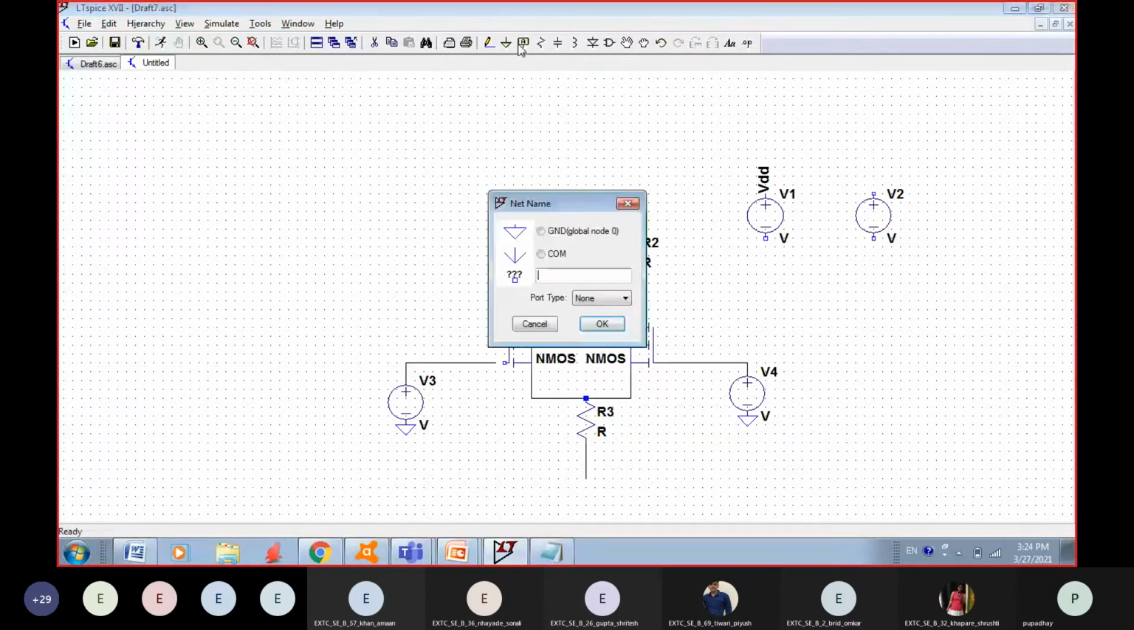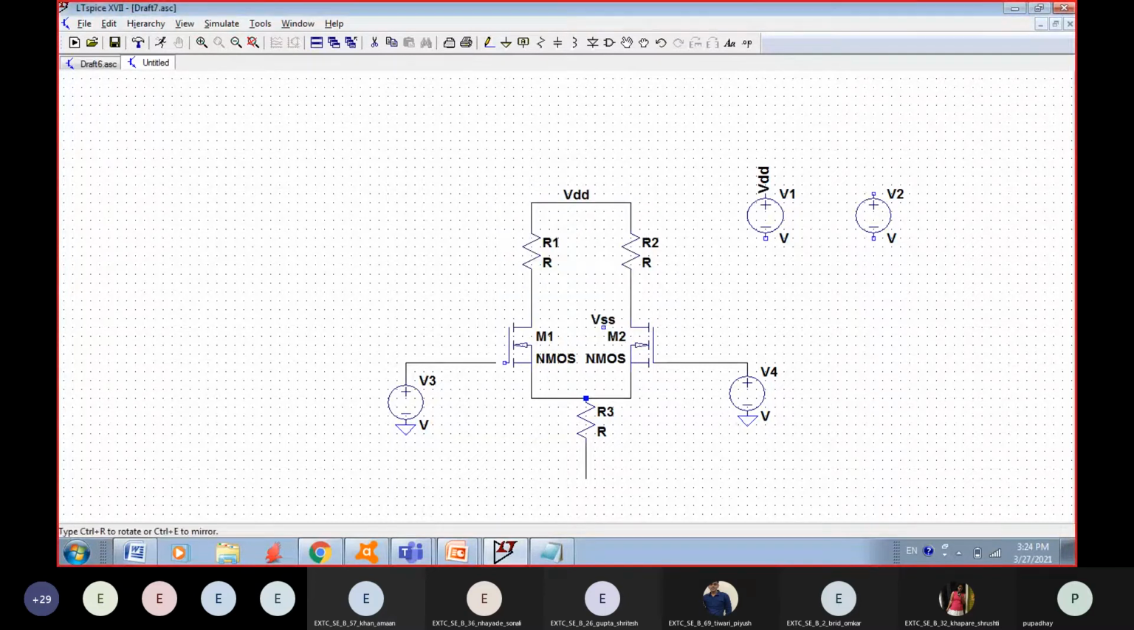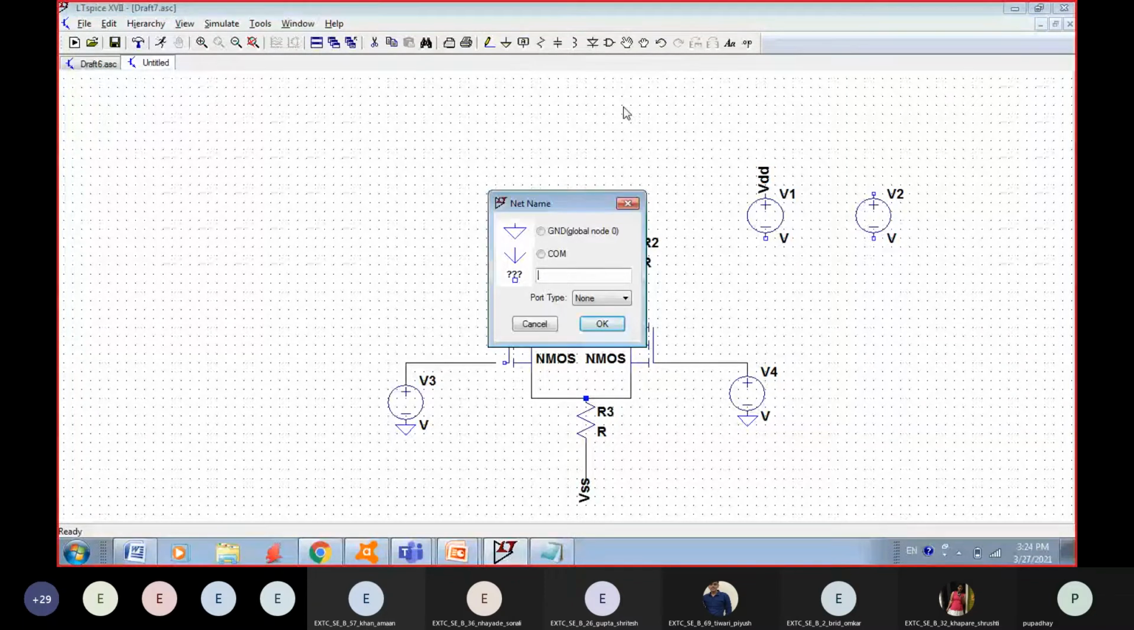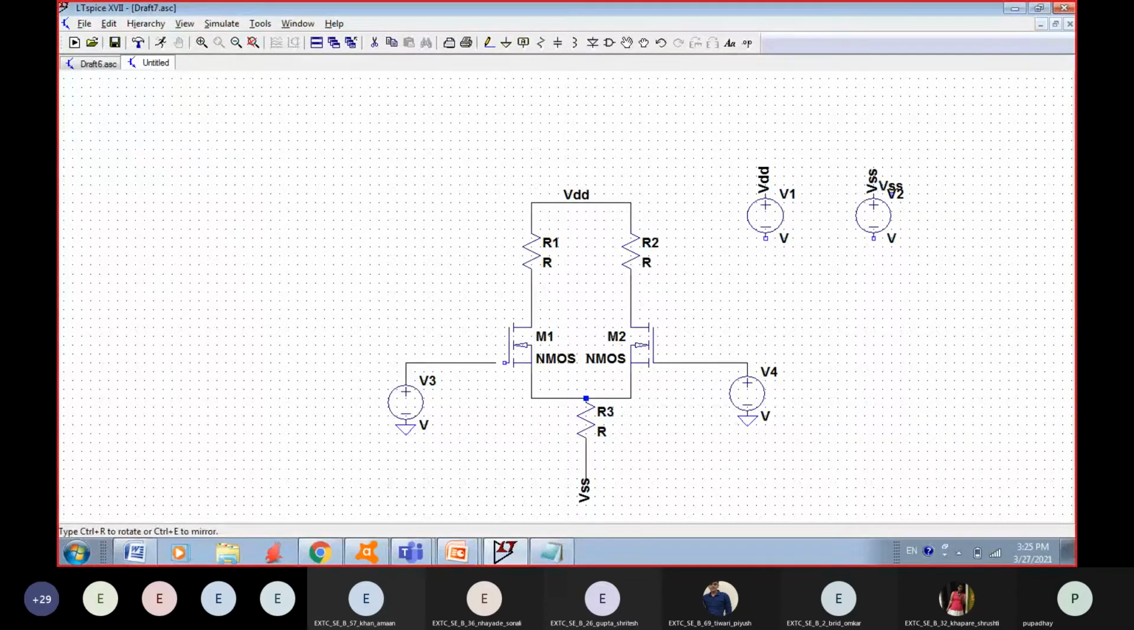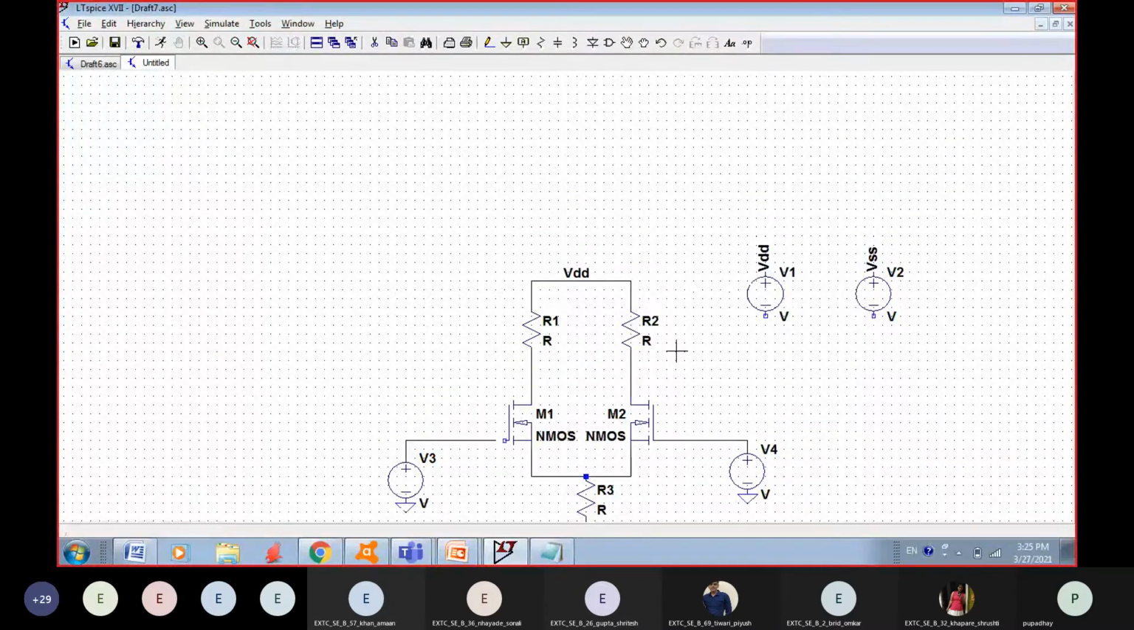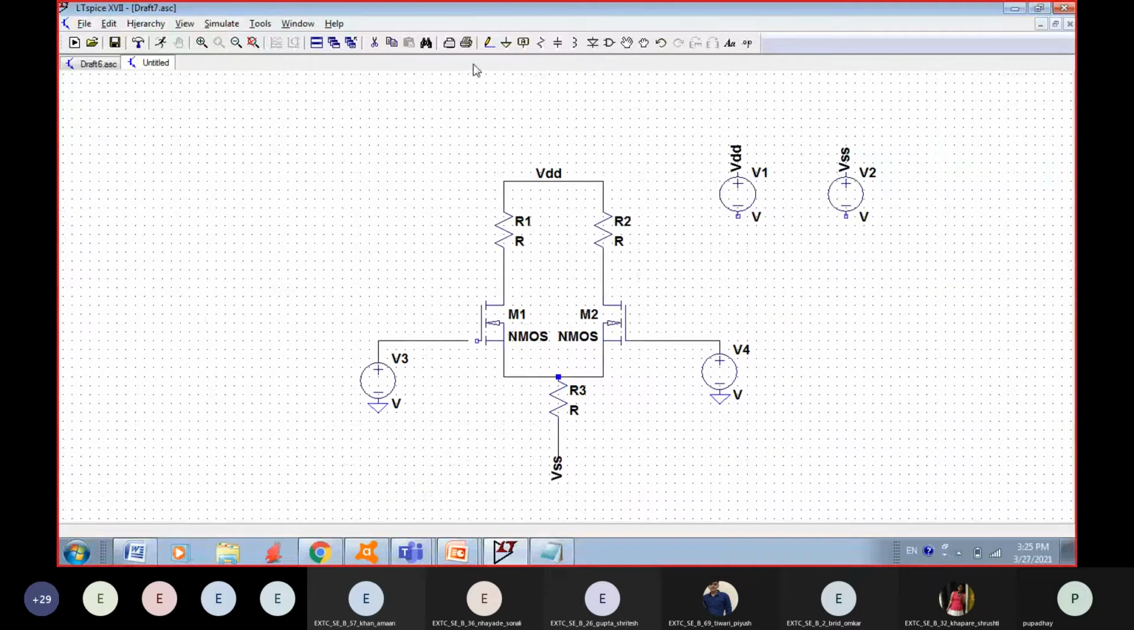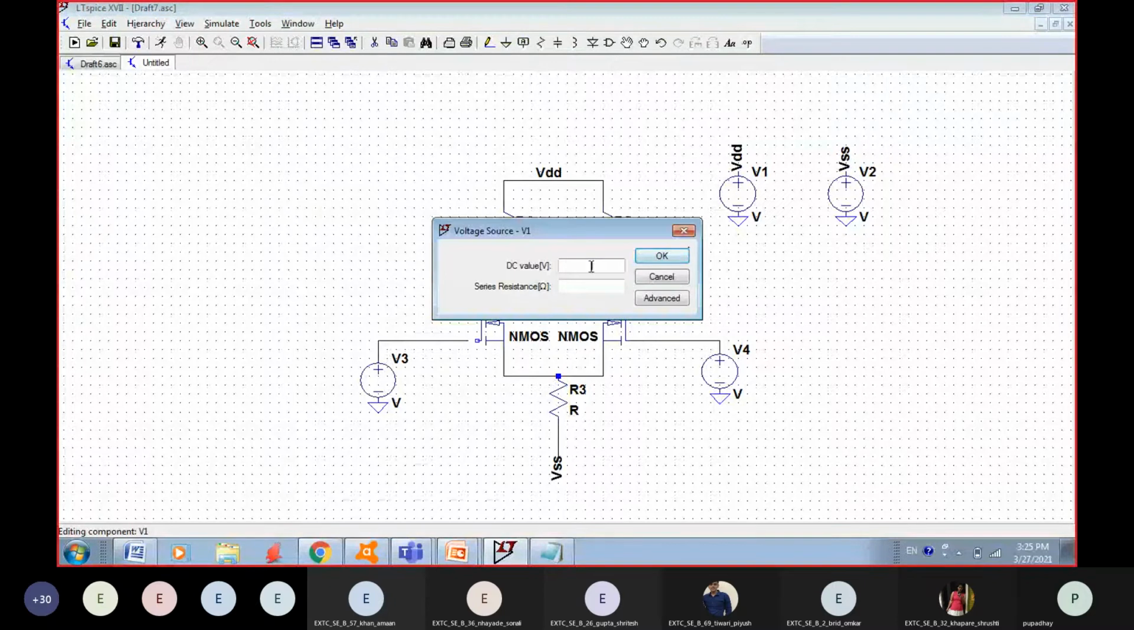And the next is VSS. Okay, and this would be VSS. And this portion VSS. Okay, and this is VSS. And sorry, at this point, I will just connect a ground here, ground here. This is 5 volt. And this is minus 5 volt.